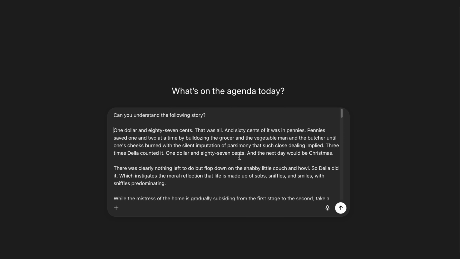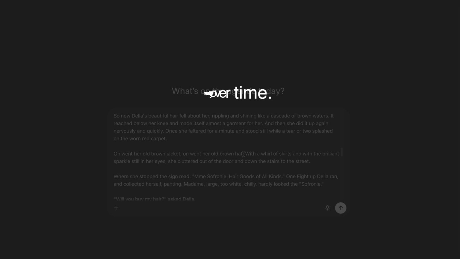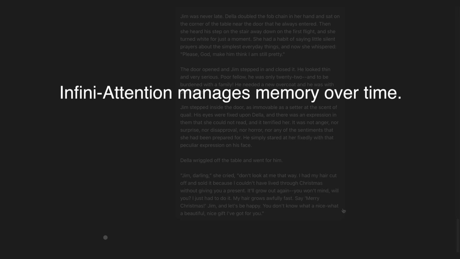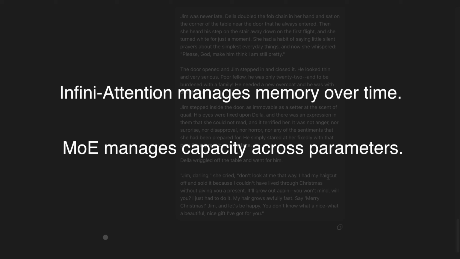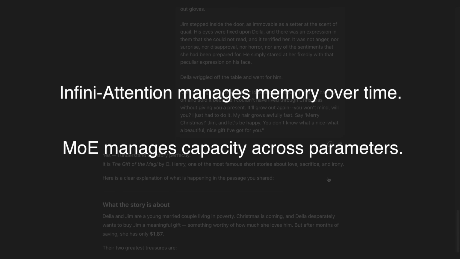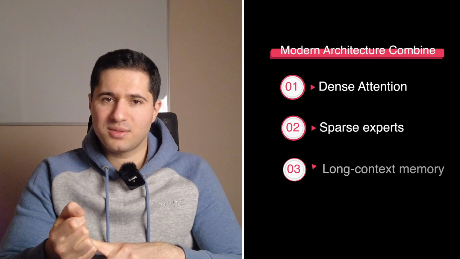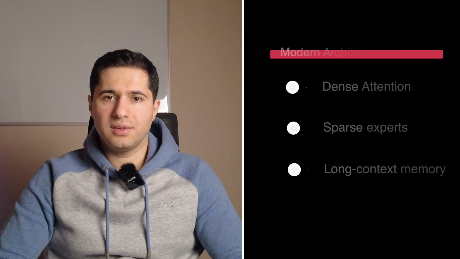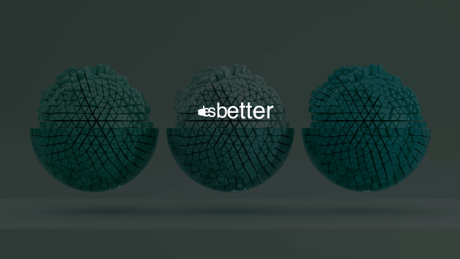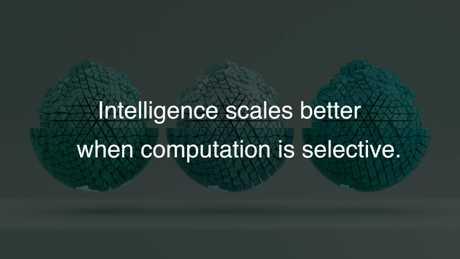MOE also interacts naturally with long context systems. Infinite attention manages memory over time. MOE manages capacity across parameters. Together, they attack two different scaling bottlenecks. Modern architectures increasingly combine three things: dense attention, sparse experts, and long context memory. This is not accidental. It reflects a deeper idea. Intelligence scales better when computation is selective.